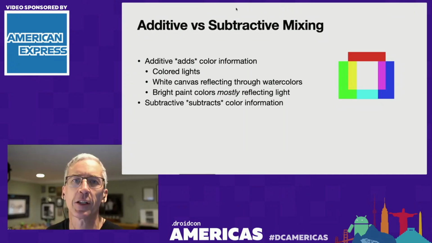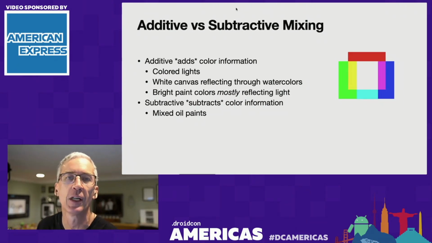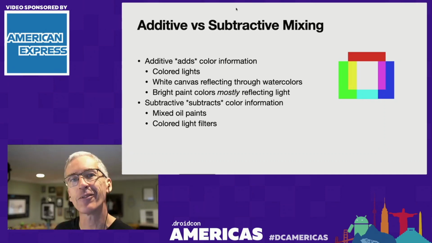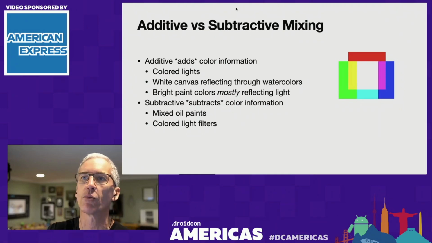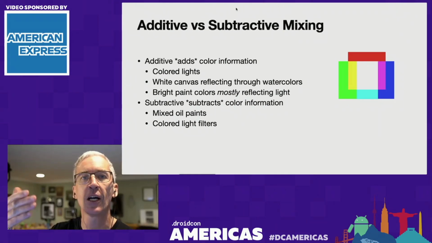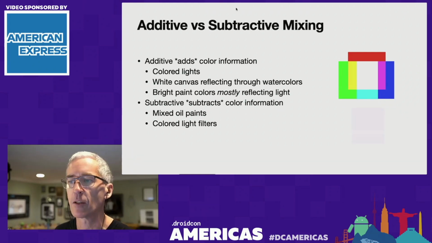Subtractive mixing, on the other hand, as the name might imply, actually subtracts color information. Mixed oil paints are one of those, and we'll see a bit more information on why that is. Romain's going to talk about how the substrate of oil paints works. Colored light filters do this too. If you imagine a really bright white light shining at you and we put a red filter in front of it, it's going to subtract information out. So we get a colored version of that white light by taking away some of the other colors that were in the scene to begin with.